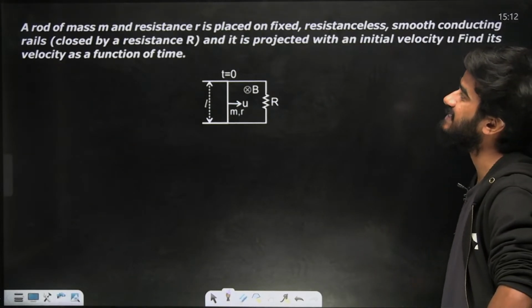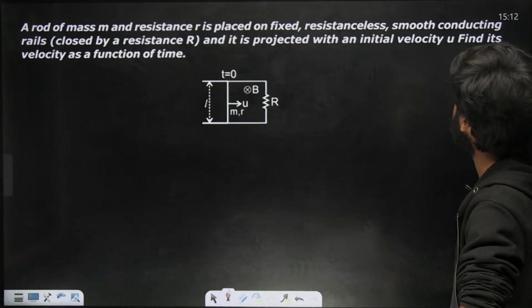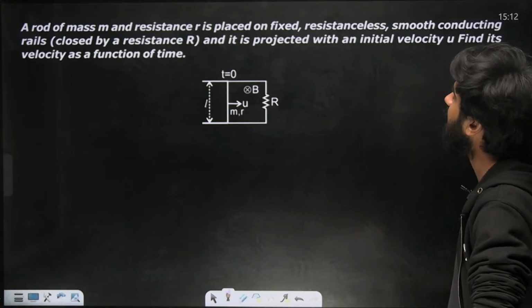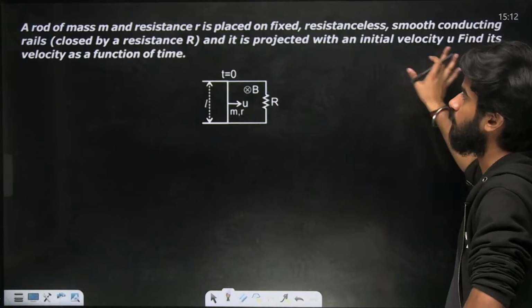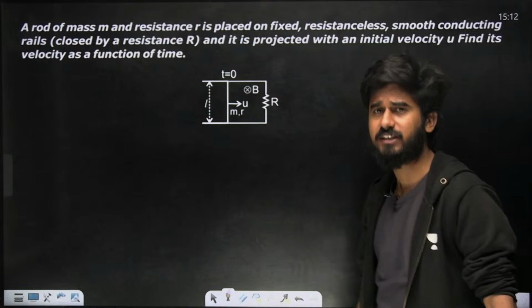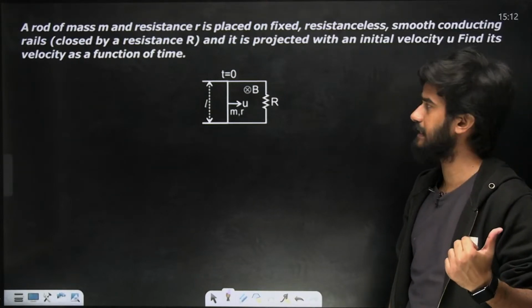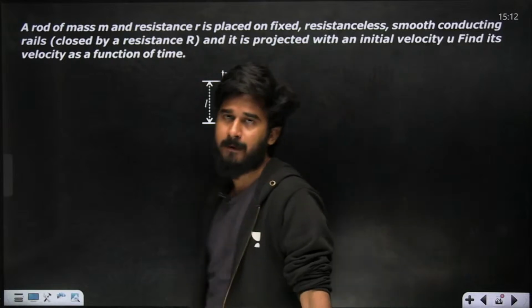A rod of mass M and resistance R is placed on fixed resistance-less smooth conducting rails, and it is projected with an initial velocity u. Find its velocity as a function of time. Good question. If it is projected with speed u, then how is the velocity changing? First of all, this is the problem.